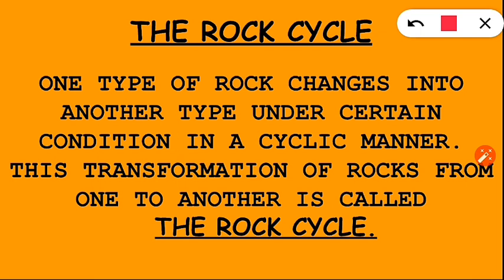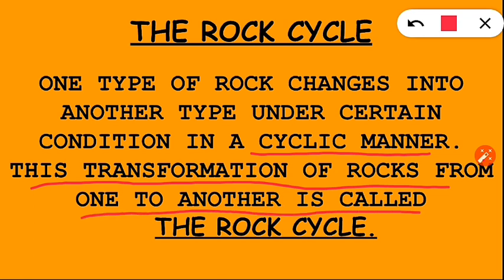So far we have studied about the three types of rocks, that is igneous, sedimentary and metamorphic rocks. Now it is very interesting and surprising to know that one type of rock can change into another under certain conditions, and they are changing in a cyclic manner. So this transformation of the rocks from one to another in a cyclic manner is called a rock cycle.